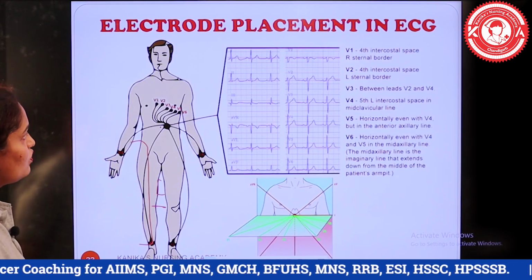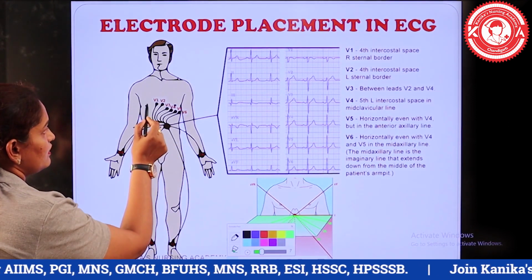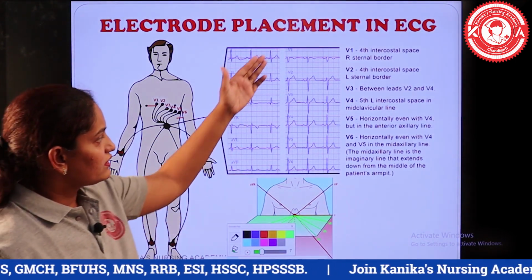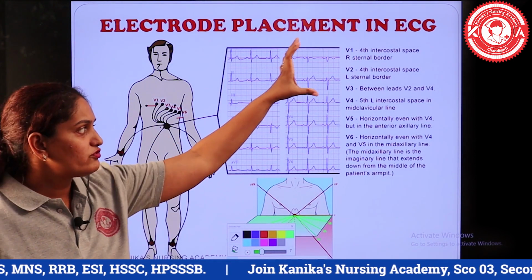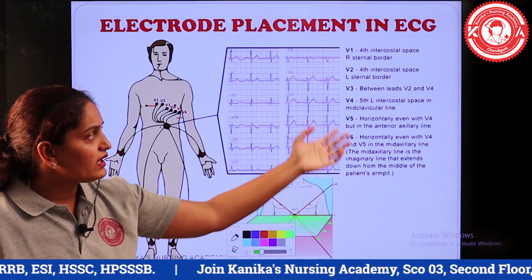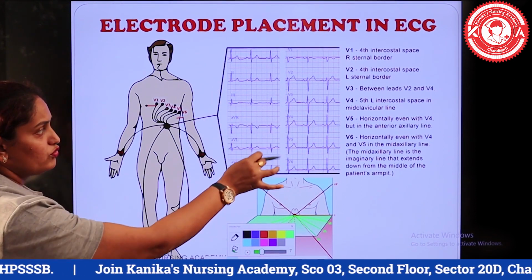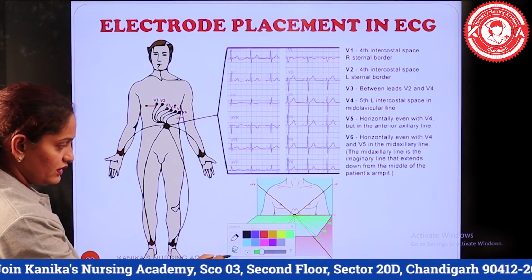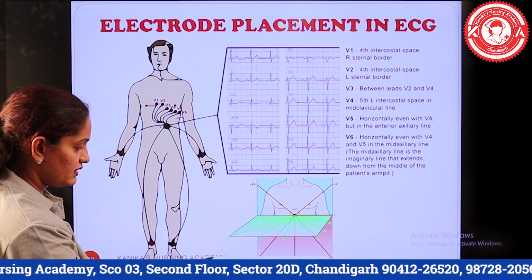So you can see here the chest electrodes V1, V2, V3, V4 and V5, V6, and these leads are placed to find out information about different areas of the heart, and we will be able to obtain different views of the heart by placing the electrodes at different positions of the chest and the extremities.